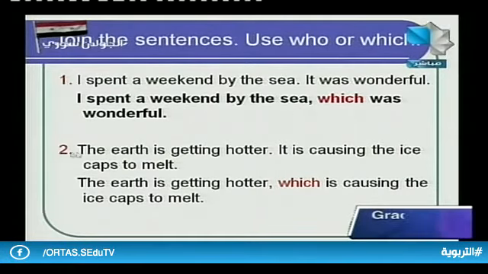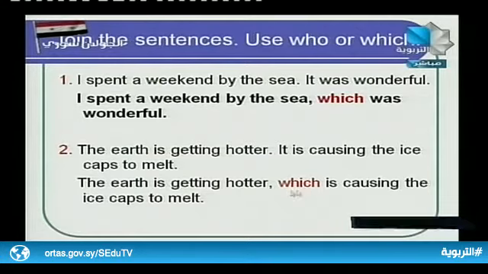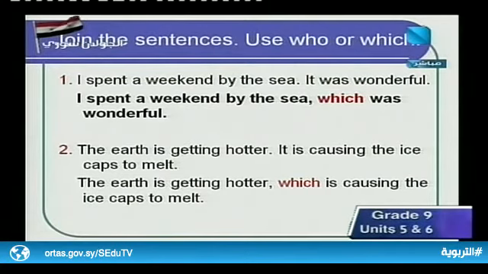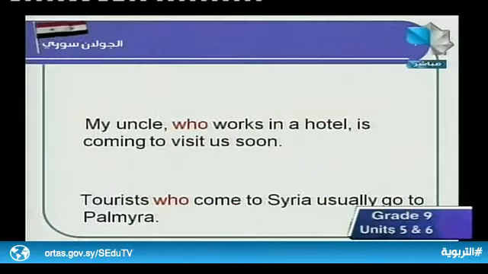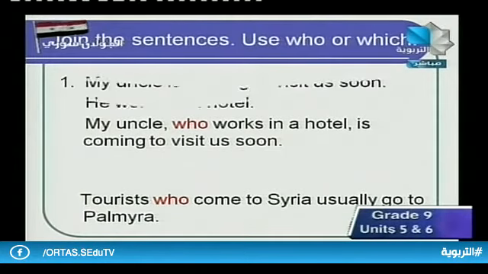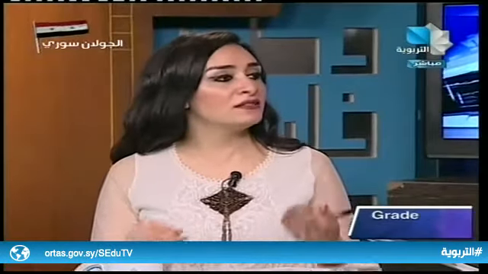Yes, another one about which. The earth is getting hotter. It's causing the ice caps to melt. We are talking about the earth. The earth is getting hotter, which is causing the ice caps to melt. Here, the earth is a thing, not a person, so we used which. Good. Here we've got only one note that in the two sentences, here we identify things. Because now in the following examples, we are going to add information.